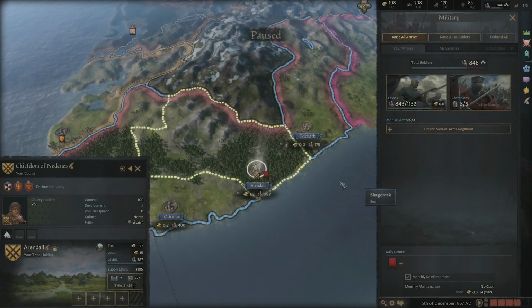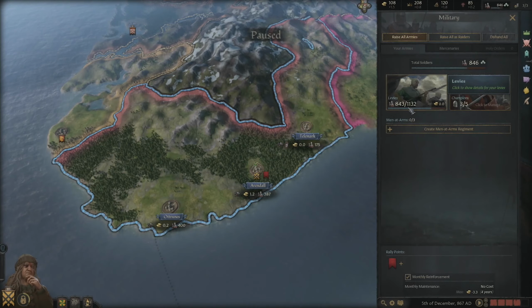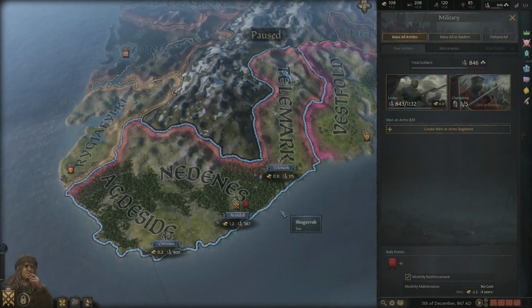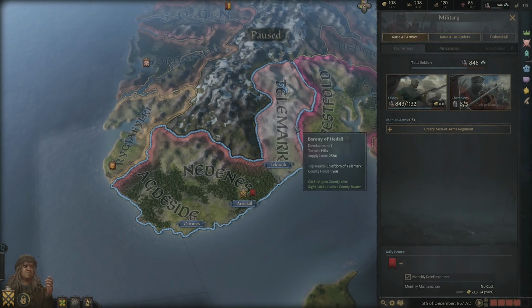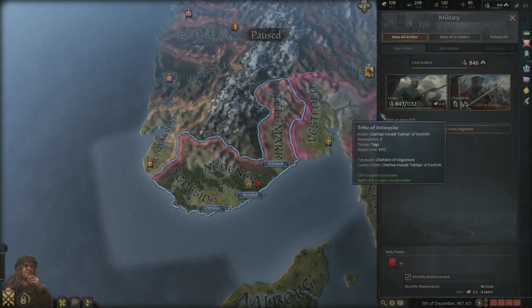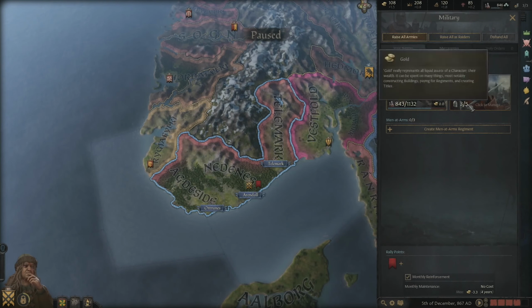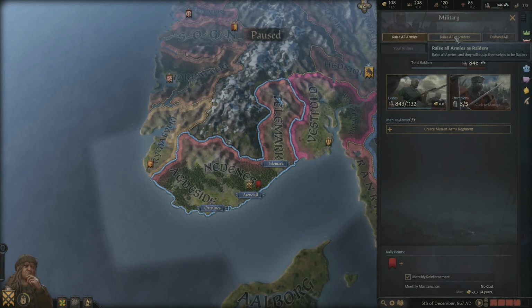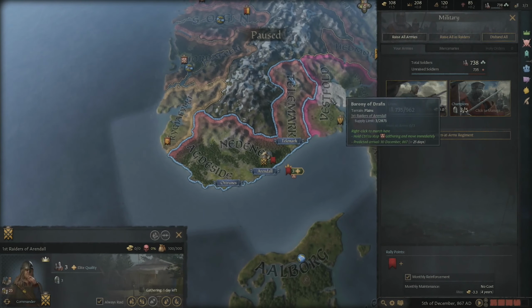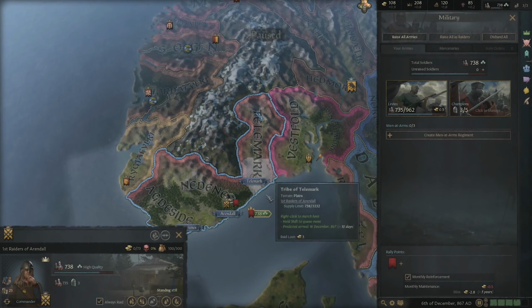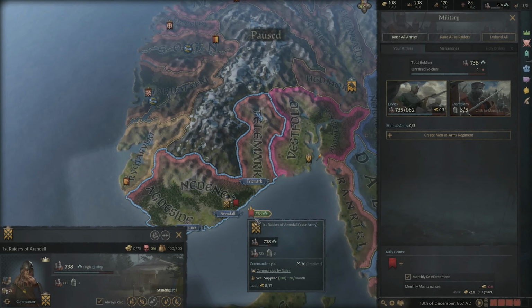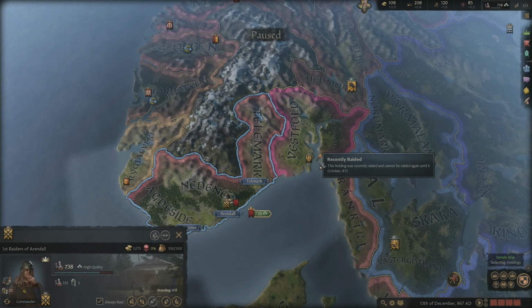So we have 843 of our 1,100 men available to us to currently raise and send out on war or raids. We could just raise them if we wanted to, but we actually want to raise them as raiders. They will equip themselves to be raiders, which means they'll be less combat capable, but they are capable of raiding. So we've raised our raiders. We have 738 men. You'll see this little torch symbol.